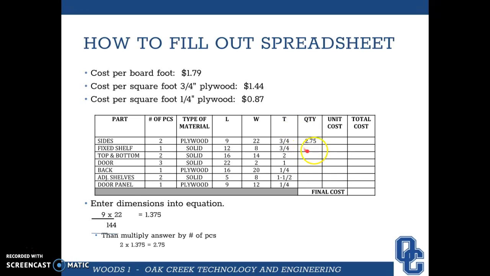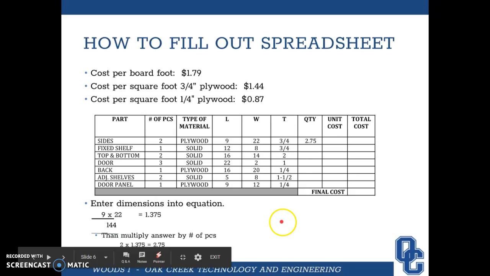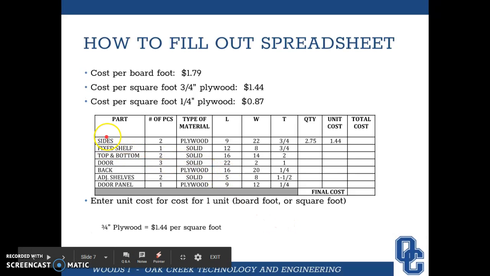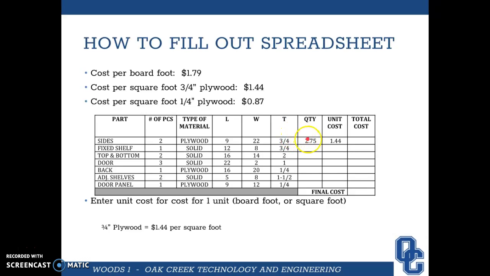So our quantity of board feet or square feet is this column. Our quantity of pieces is over there. Try not to get those two mixed up. Now, we need to consult our chart up here to figure out how much things are starting to cost us. We have our total square footage. If we look up here, cost per square foot for 3/4 inch plywood is $1.44 per square foot. So our unit cost goes in right here. Boom, $1.44 per square foot.